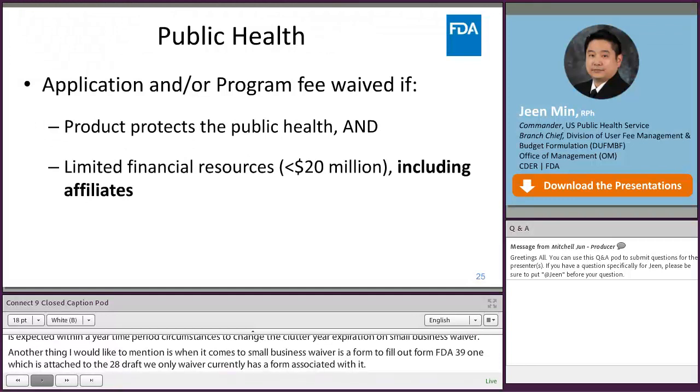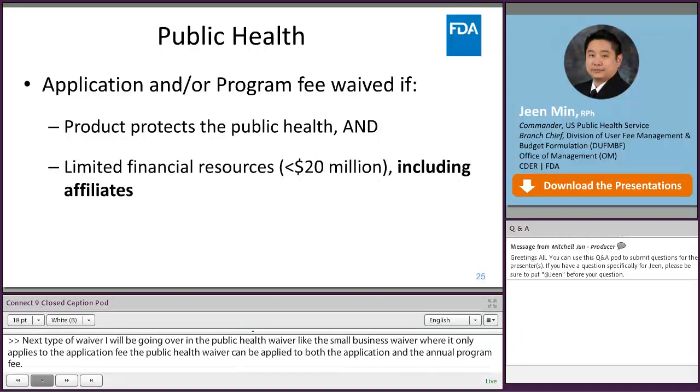Next type of waiver I'll be going over is the public health waiver. Unlike the small business waiver, where it only applies to the application fee, the public health waiver can be applied to both the application fee and the annual program fee. There are two main rules in order to qualify. First, the product must protect the public health. Then there is a financial condition. You must have limited resources of less than $20 million, including affiliates.